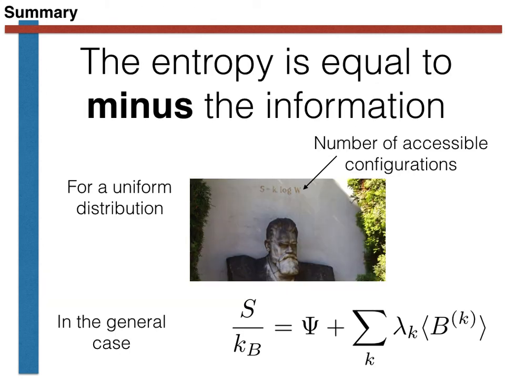To summarize then, we have arrived at the following two results for the entropy in statistical mechanics by noting that the entropy is equal to minus the information. If our distribution is uniform, we have the result that is written on Boltzmann's grave. The entropy is proportional to the logarithm of the number of accessible states. In the more general case, meanwhile, when we have constraints on the average values of our extensive variables, the entropy is given by the expression shown at the bottom of this slide.